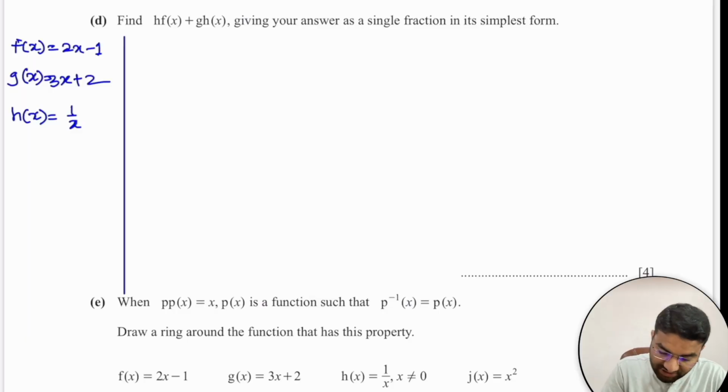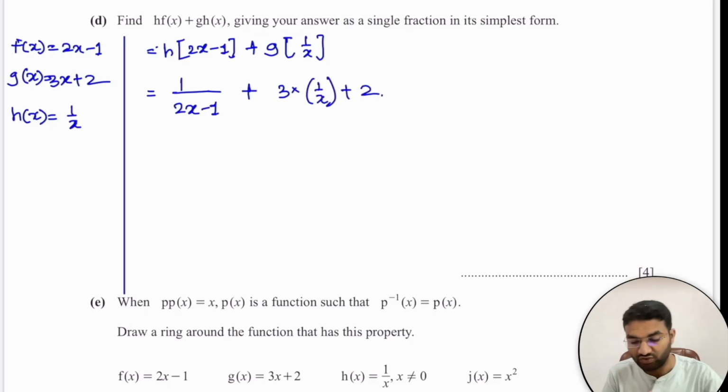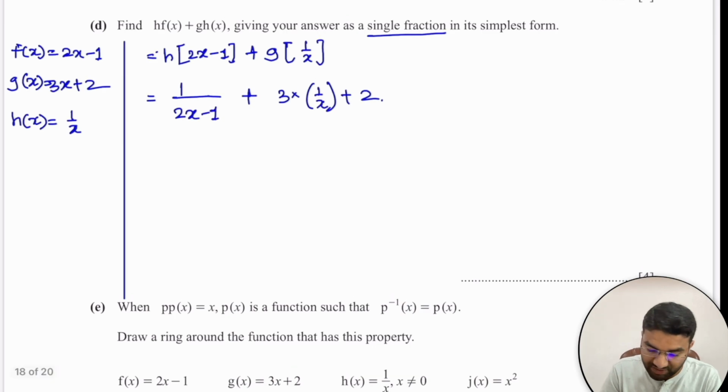So here, firstly f of x means h of 2x minus 1 you have to put, plus g of h is 1 upon x you have to put. So it will be equal to h means 1 upon 2x minus 1 you have to put in the h of x, plus g is 3 times 1 upon x plus 2. Fine. And just a simplification, and we have to write in the single fraction. Alright, so here 1 upon 2x minus 1 plus 3 upon x plus 2.